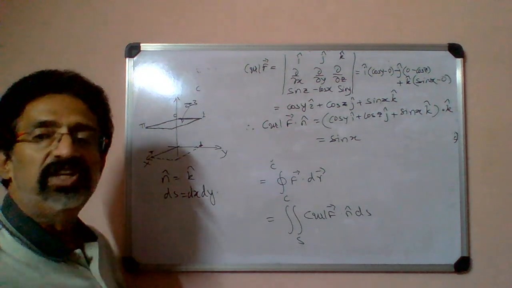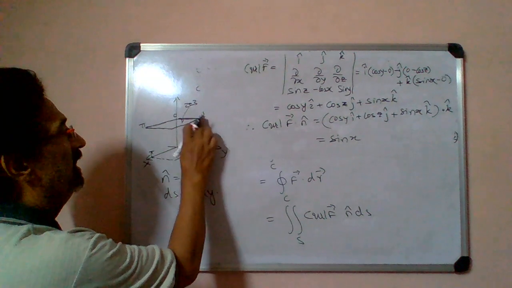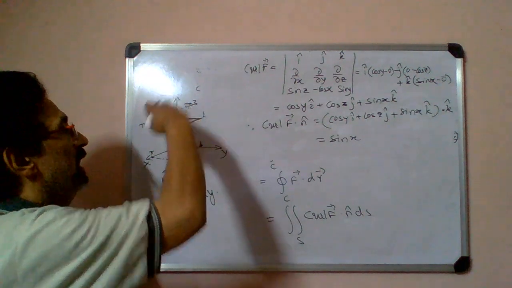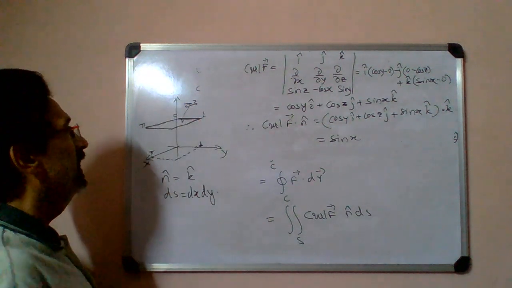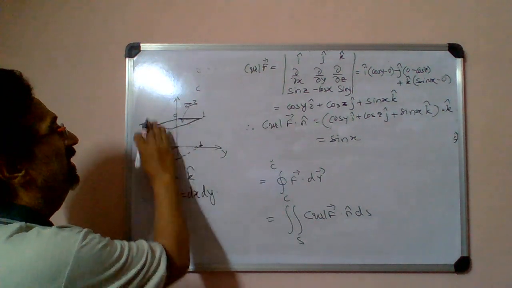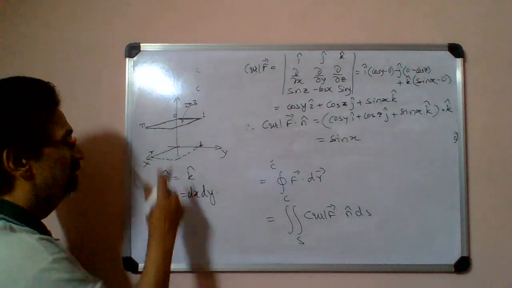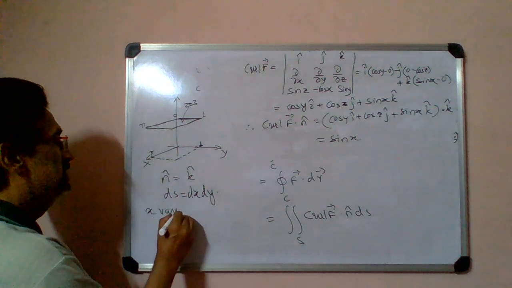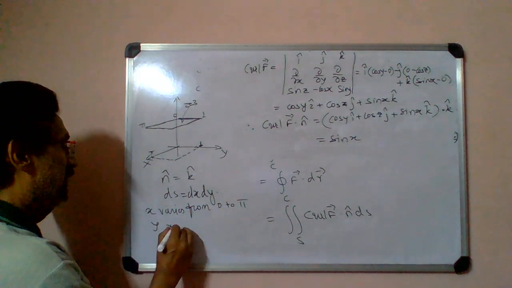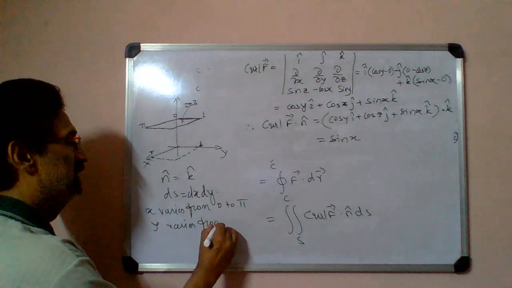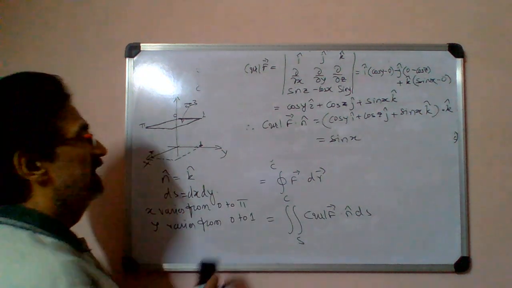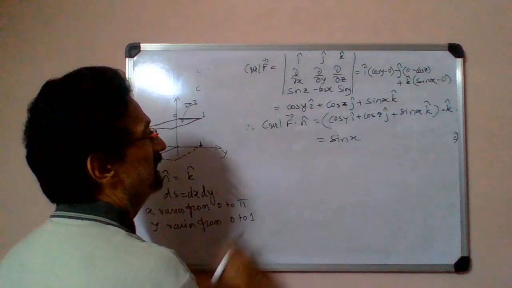I know ds, which is dx dy, right? Then see, now this is a rectangle, right? If z is equal to 3, it is above the xy plane at the height of z equal to 3. And it is basically a rectangle. So what are the x and y limits? So here itself I write x varies from 0 to pi, y varies from 0 to 1, because it is a rectangle. Now I go directly for the evaluation.